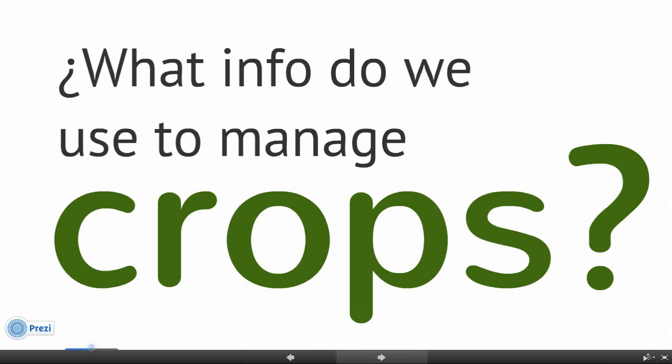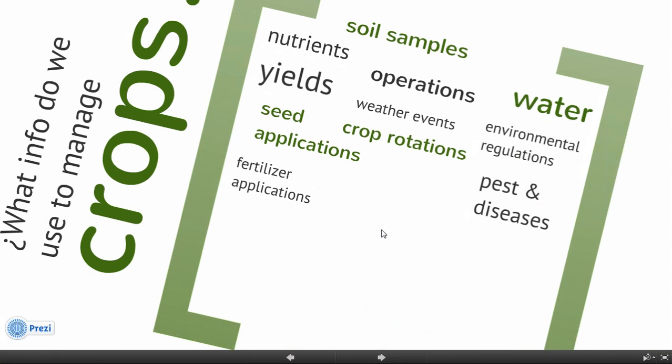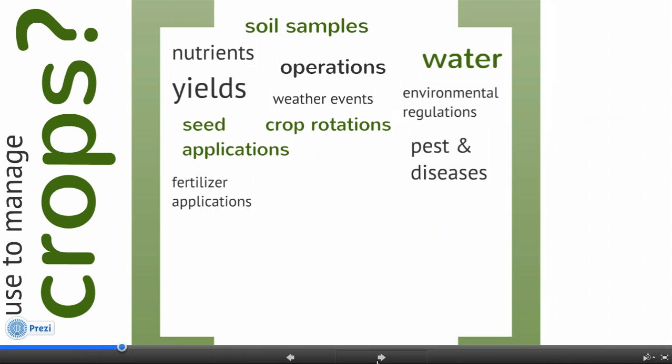Okay, so this is the question where we start from. What info do we use to manage crops? And again, there's a couple of foresters as well, so you could say crops/forest. And even though all the tools are focused on crop management, they're also applicable to forest management. So these are some of the information levels that we can manage, from crop rotation, seed applications, yields, all the operations in the field, the soil sampling, the visits, water management.